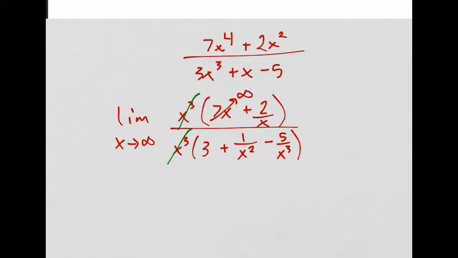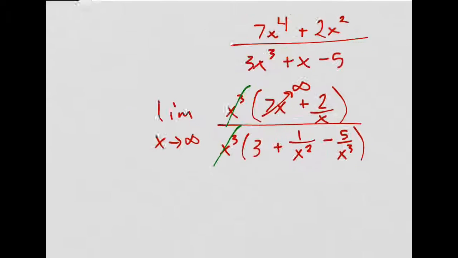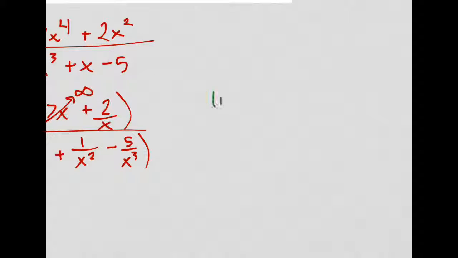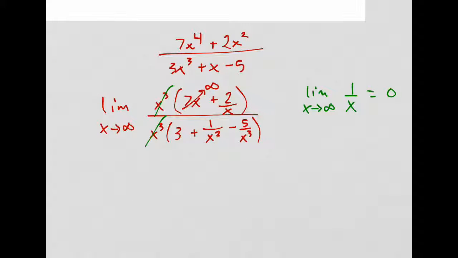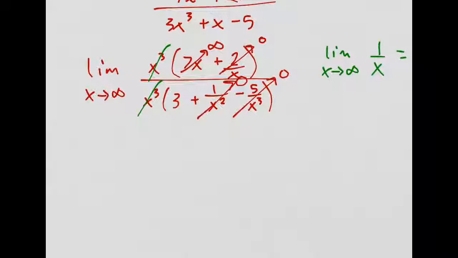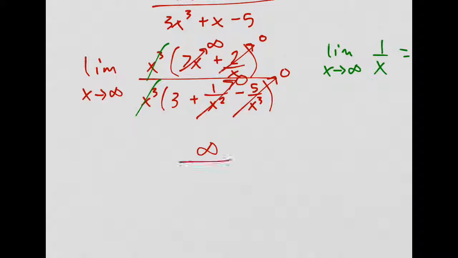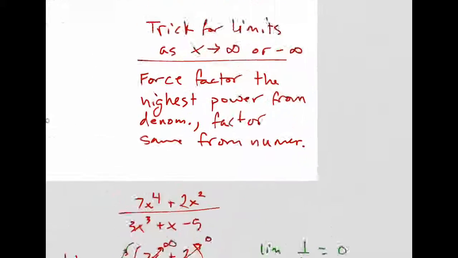Alright, so again, when I plug in infinity, this would go to infinity. This part is the special case, one of the fundamental limits. The limit as x approaches infinity of 1 over x equals 0, because as the denominator gets super, super huge, the whole entire fraction gets really, really tiny. So this goes to 0, this goes to 0, this goes to 0, and this just stays a 3. So what do we have? We have infinity over 3. This is no longer an indeterminate form, so we would say this limit just goes to infinity.